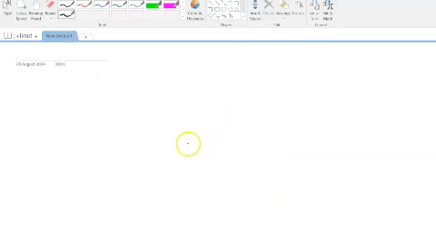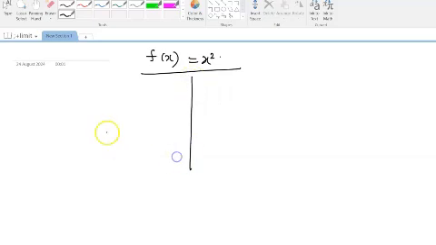Suppose we have this function. Let's take a very simple function. Let's take f(x) is equal to x square. All these are examples from NCERT class 11 book. So suppose we have this function f(x) is equal to x square. So let's see the graph of this function.